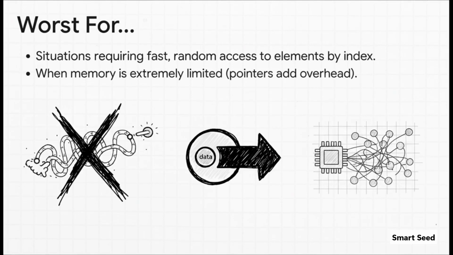But on the flip side, they're a terrible choice if you need to jump straight to a specific element. Like if you need to get the 500th item. With an array, that's instant. With a linked list, you gotta start at the beginning and follow the chain 499 times to get there. Not great. Plus, all those pointers take up a little extra memory, and since the data's scattered around, it's not always the most efficient for your computer's memory cache.